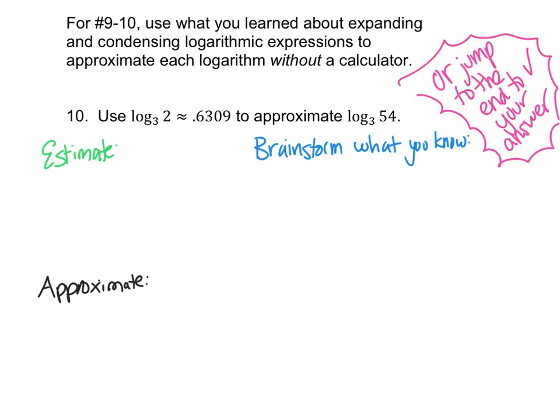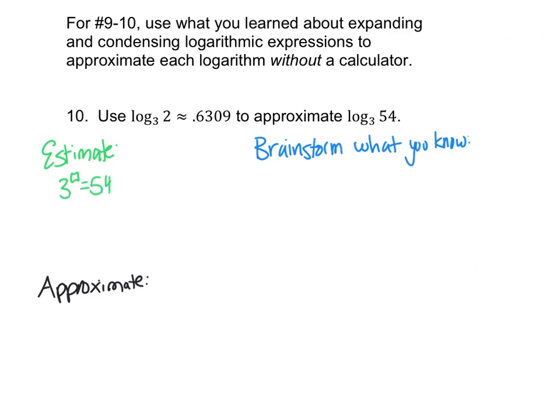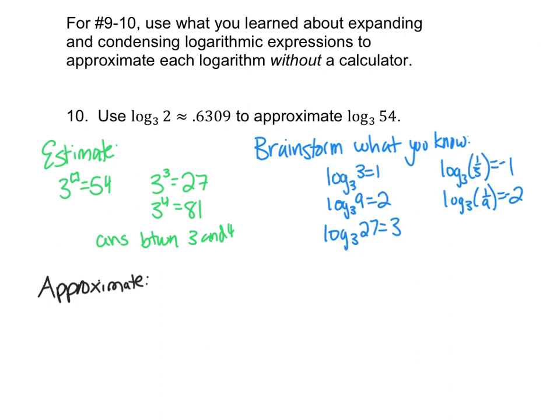I'm looking for 3 to what power equals 54 in order to evaluate. I know that 3 to the 3rd equals 27 and 3 to the 4th equals 81. So my answer is going to be between 3 and 4. Then I also know a bunch of logs with a base of 3, and I'll write them out. I've listed a few over to the side.